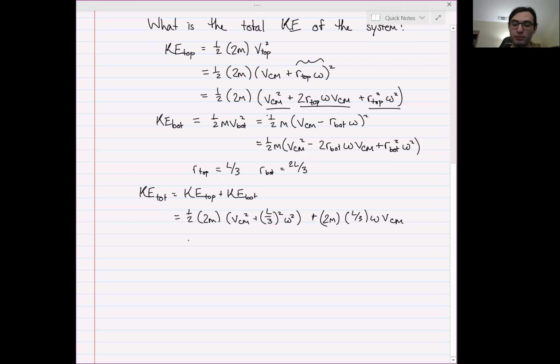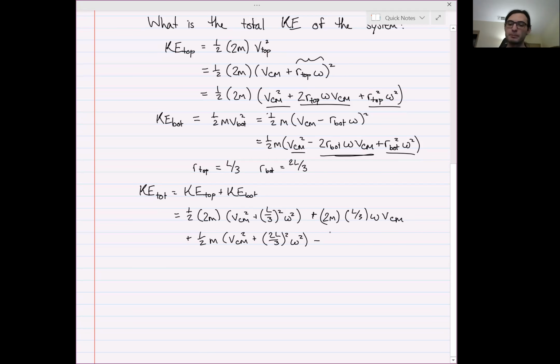And then I'm going to do the bottom terms. This is 1/2 times m times vcm squared plus 2L/3 squared omega squared minus, so that's these first two terms, and then I'm going to subtract off that middle term, minus m times 2L/3 times omega times vcm. Okay, so this is the total kinetic energy.